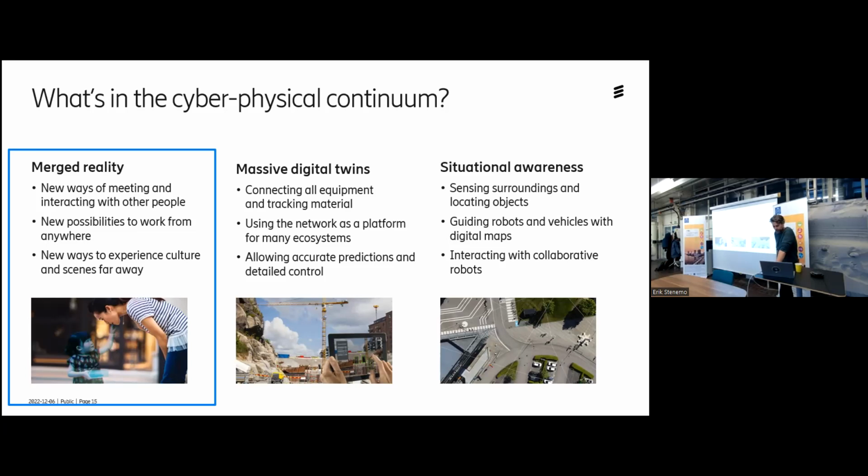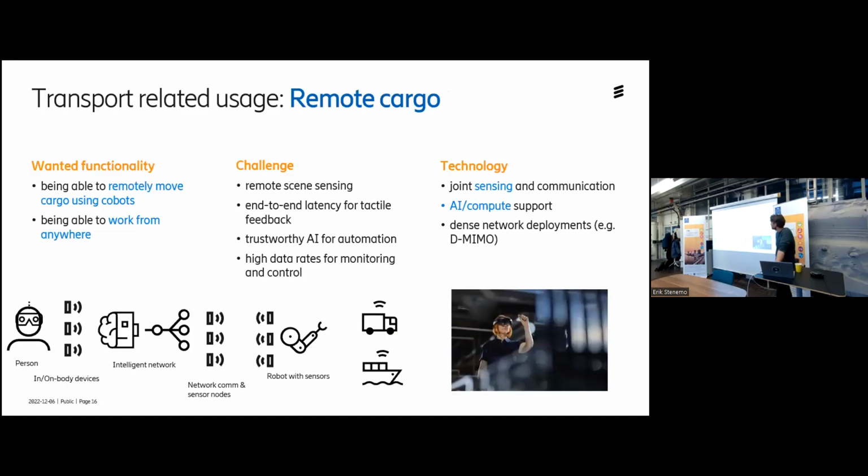So now I have three more transport related usages. So first, you can think of remote cargo. So you can imagine working from home with a cargo bay or something like that. So you should be able to control a robot connected to you at a distance that in turn works with the cargo, right? So remotely move cargo using cobots. And cobots are these collaborative robots. You should be able to work from anywhere. You should not have to sit at a distance, in the next room. You should be able to have like a lights-out factory where you sit on the other side of the planet, more or less.